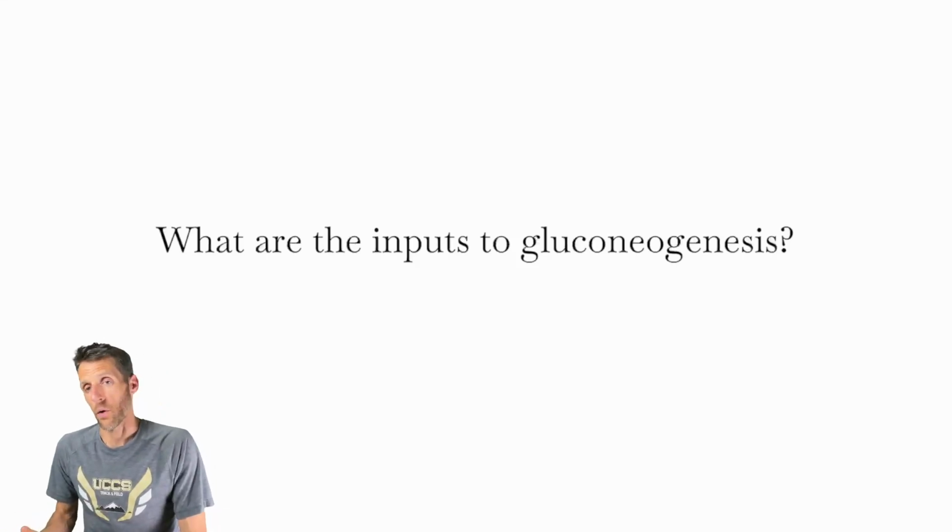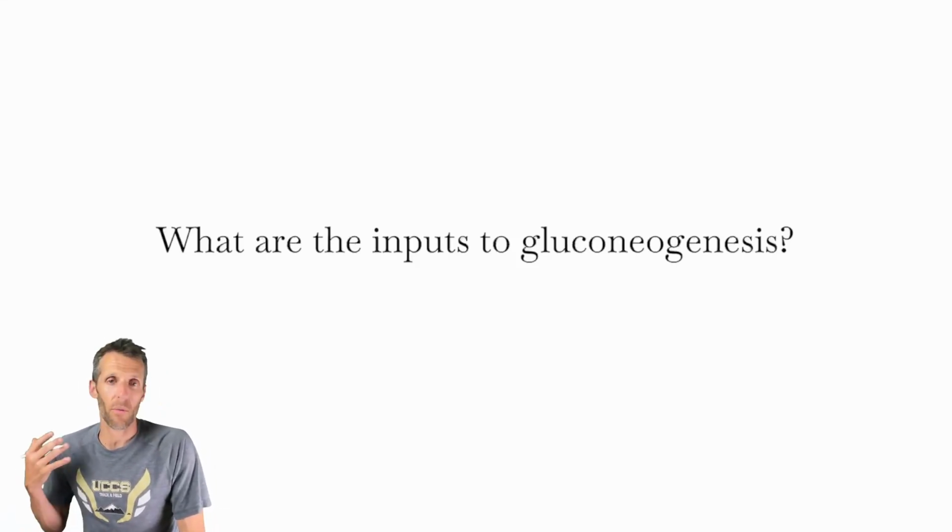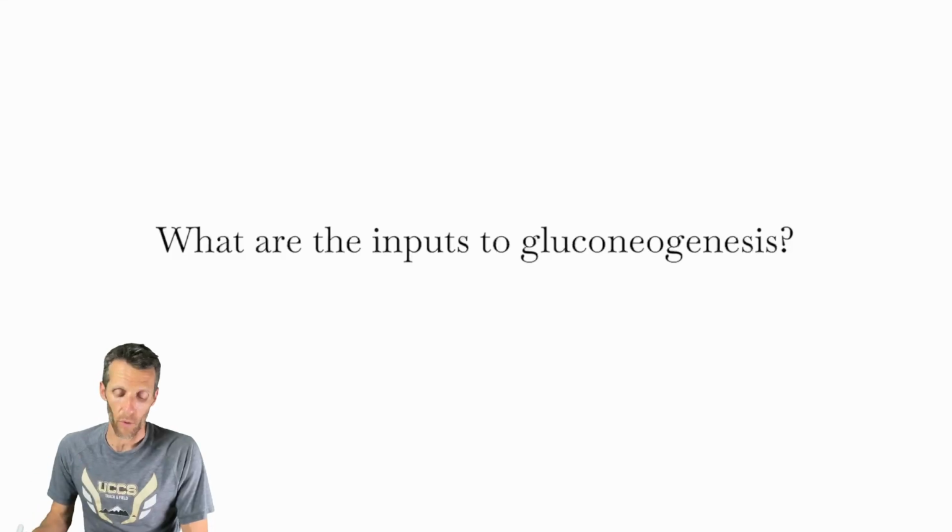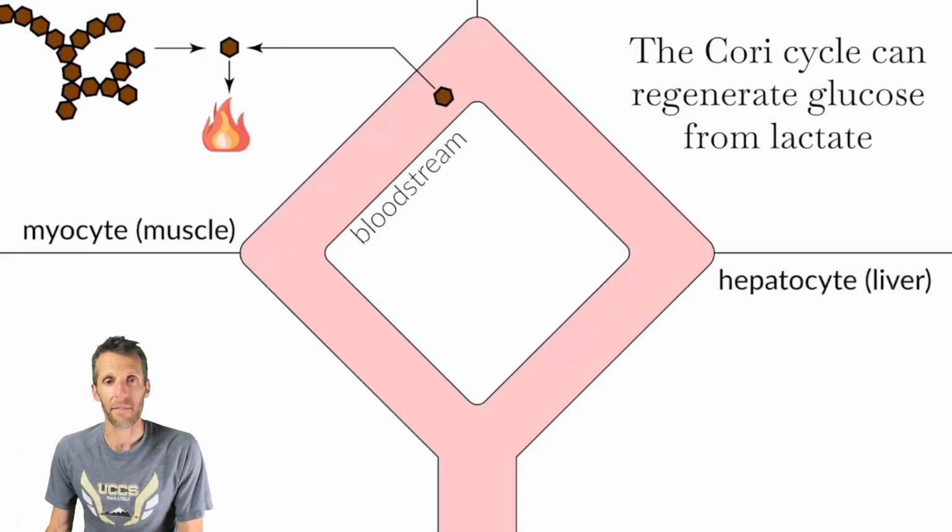What are the inputs to gluconeogenesis? So it's this expensive process that we employ when we need to make glucose to stick into our bloodstream. What are the inputs? There's a variety of inputs.